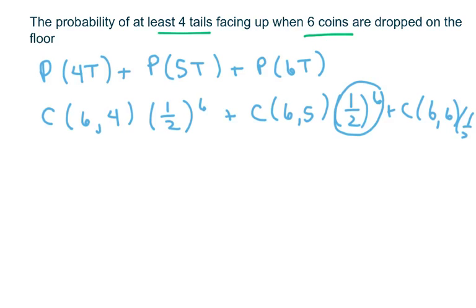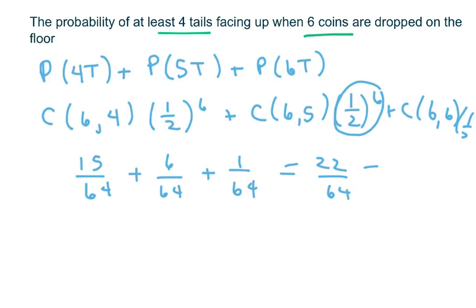So basically 2 to the 6th is 64, so you're going to get 15 over 64 plus 6 over 64 plus 1 over 64, and that's going to give you 22 over 64, which reduces to 11 over 32.